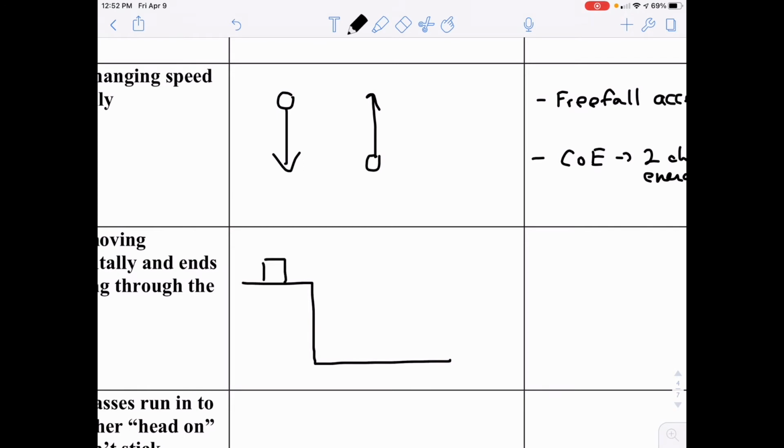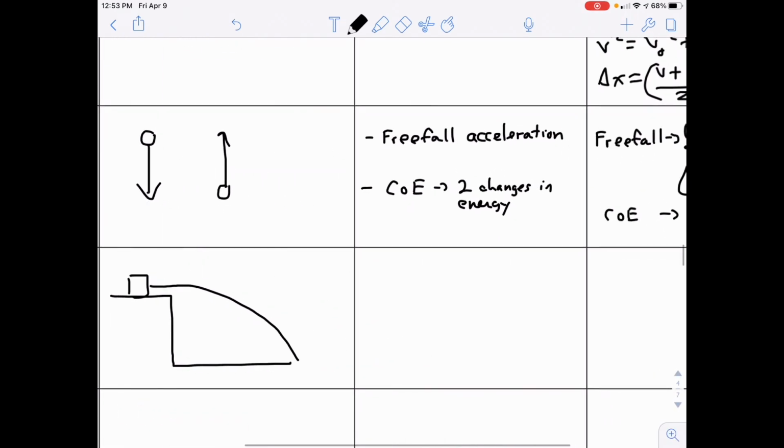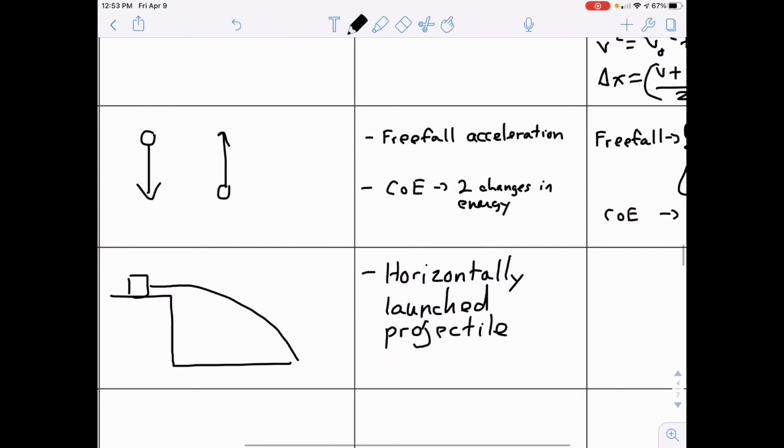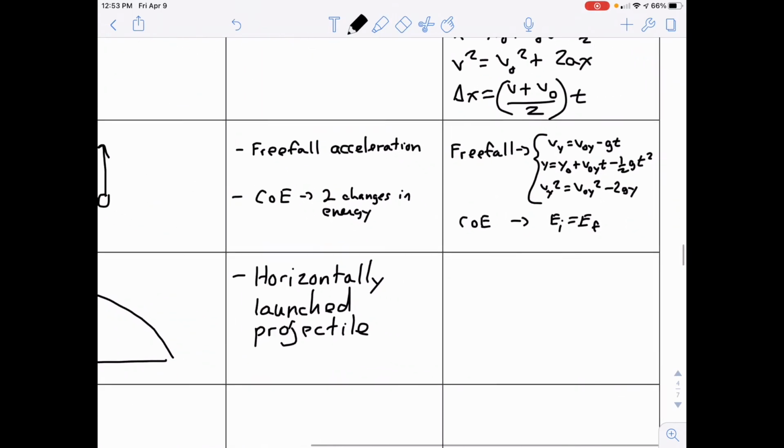So we have a mass that's moving, but ends up flying through the air. Well, that would be a horizontally launched projectile. And there's 2 equations that become very useful for a horizontal launch projectile.